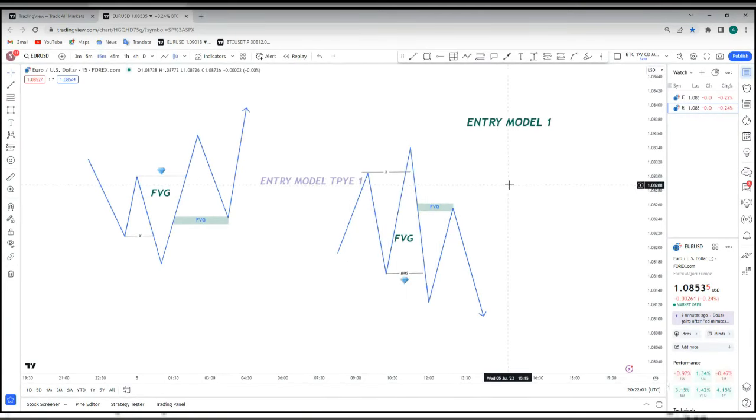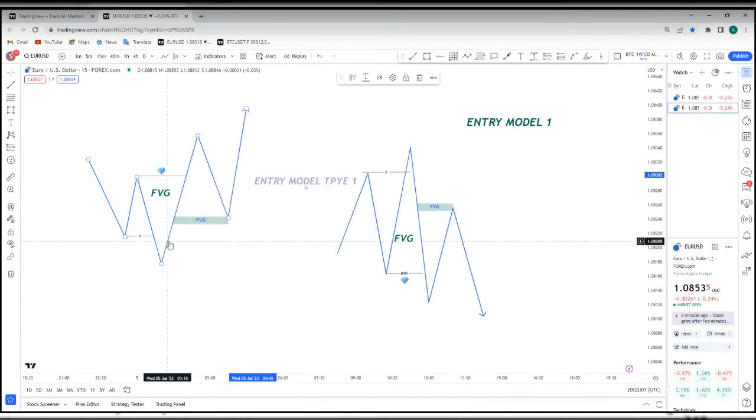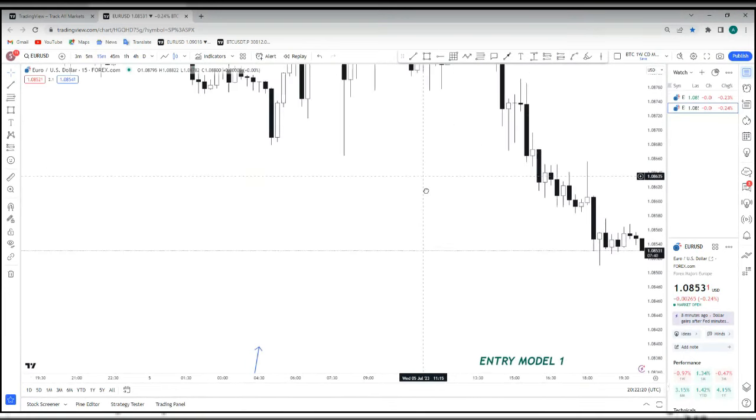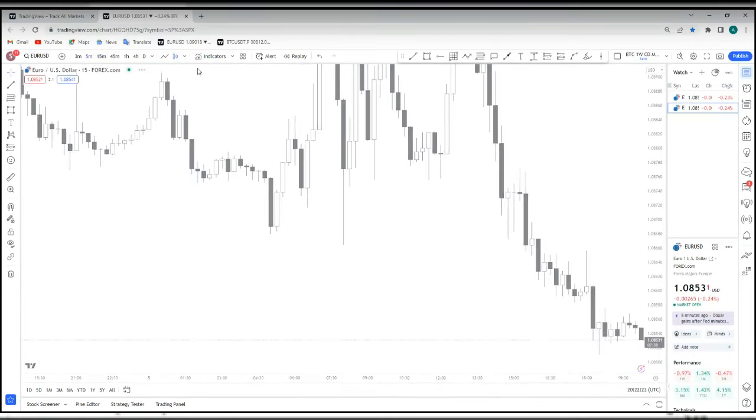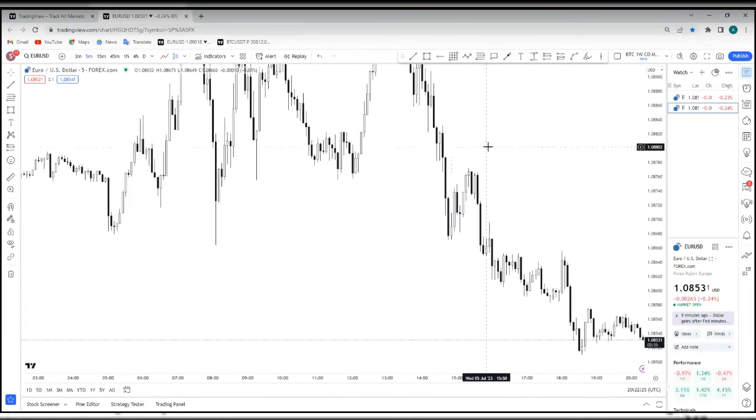This type one, fair value gap. It can be around this area. It can be around here. It can be around here. But once you spot it, it's your entry. But let me just assist you. Let me help you on this. I will not be using charts, but let me just help you on this, just for you to understand what I'm trying to explain.